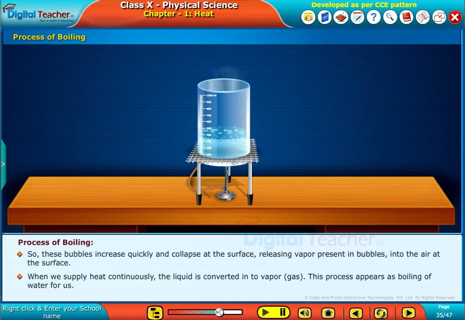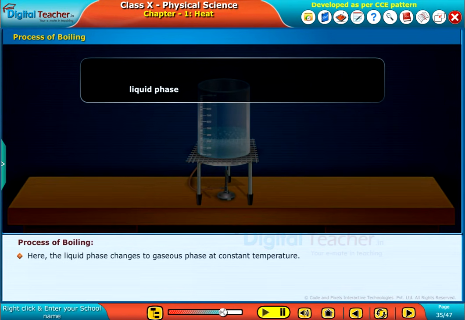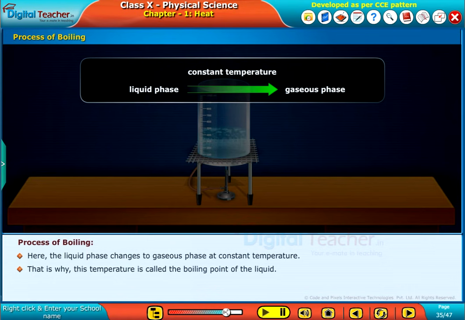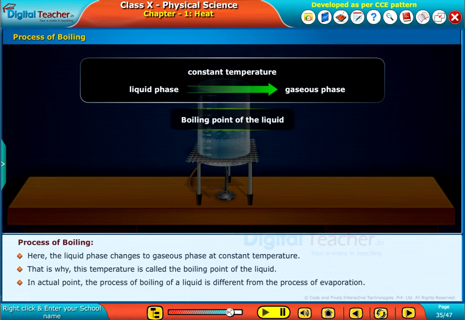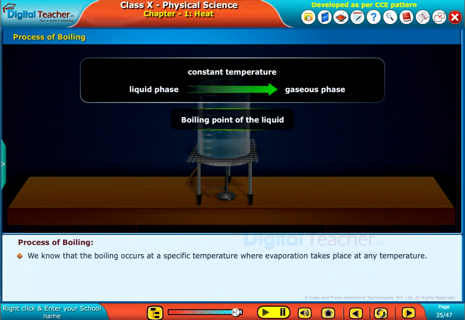This process appears as boiling of water for us. Here the liquid phase changes to gaseous phase at constant temperature. That is why this temperature is called the boiling point of the liquid. In actual fact, the process of boiling of a liquid is different from the process of evaporation. We know that boiling occurs at a specific temperature whereas evaporation takes place at any temperature. The temperature remains constant at the boiling point until the liquid boils away.